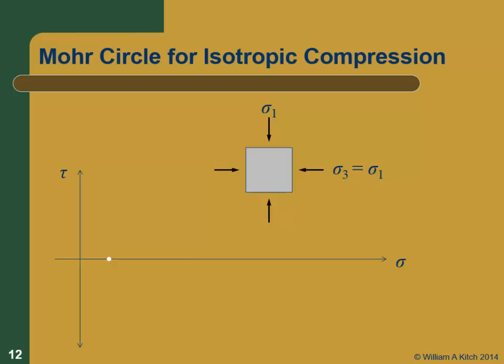It's going to stay a dot because sigma 1 is equal to sigma 2 is equal to sigma 3, or in this case we're only dealing with two of them. Sigma 1 is equal to sigma 3. So it remains a dot, but it moves to the right because the magnitude is going up, right? So this is what a PQ diagram for isotropic compression looks like. It just moves right along the p-axis and there's no Q. This is pure compression.